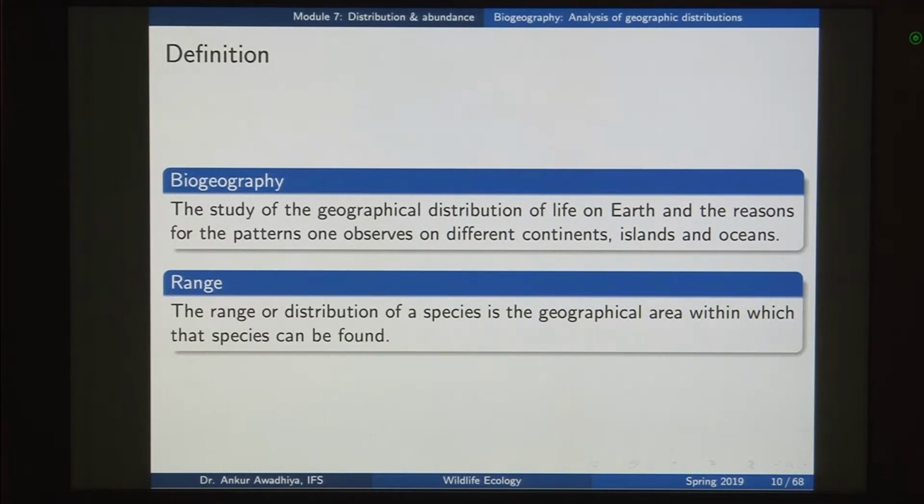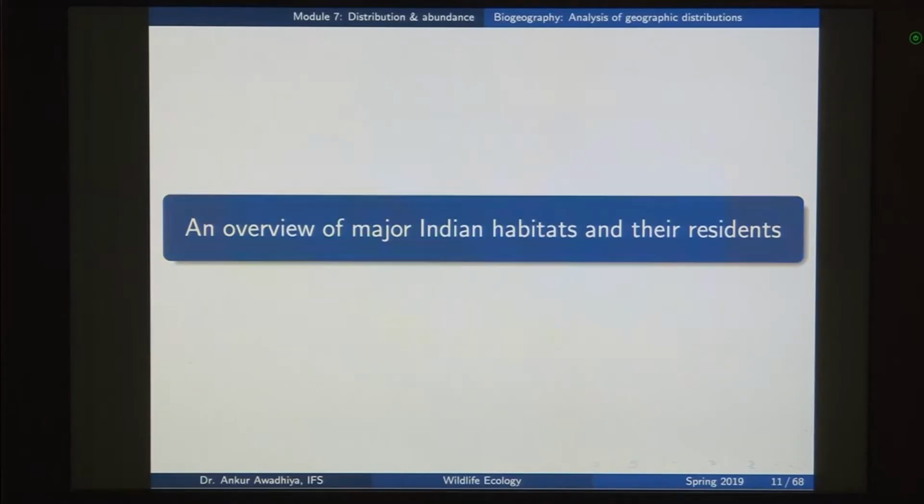When we are asking which species is found in which areas and how these different areas differ from each other, it makes sense to understand the different kinds of habitats that exist on this planet, or at least the kinds of habitats we have in India, because India itself is a very varied country biogeographically. We have very high mountains, deserts, oceans, different kinds of forests, grasslands, and so on. So now we'll have a look at some major Indian habitats and their residents.